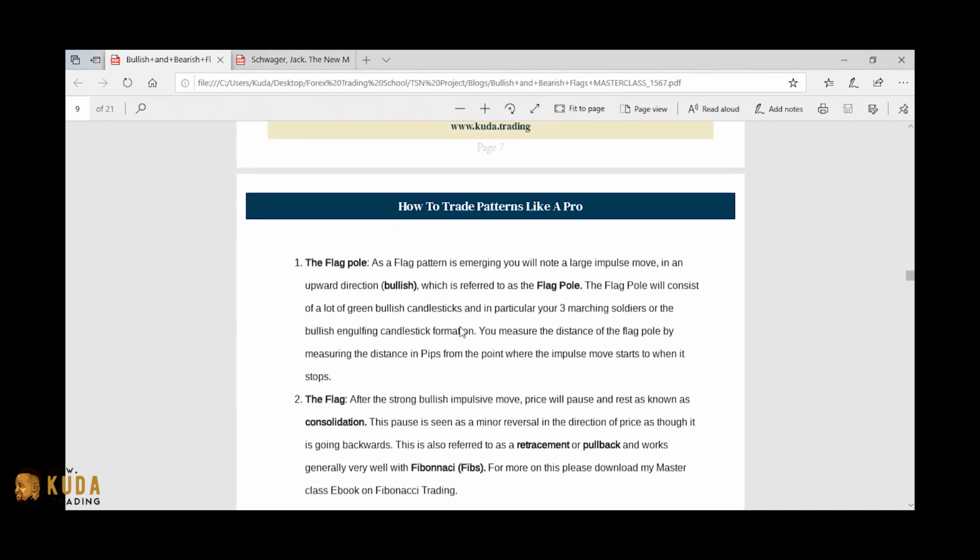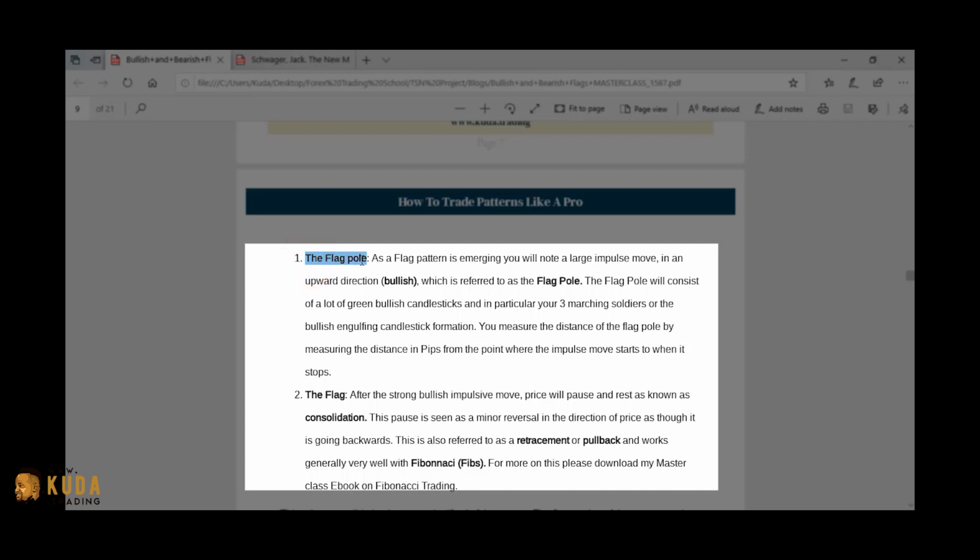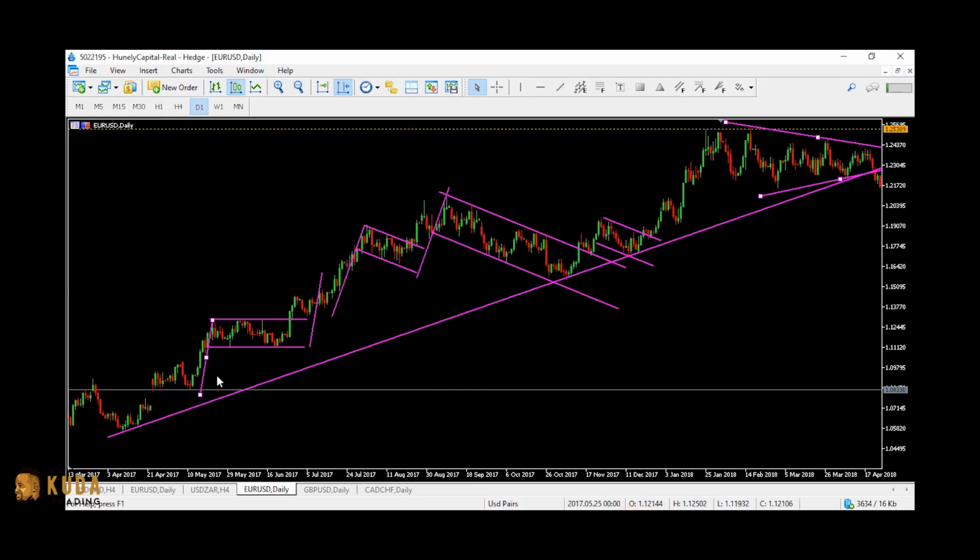I'm just going to dive through the things that you need to know about flags, about bullish and bearish flags. They all have a flagpole. Now, what is a flagpole? When a flag pattern is emerging, you will note a large impulse move in one direction, or in an upward direction. I think I showed you this. You'll see this big impulse move there, right?